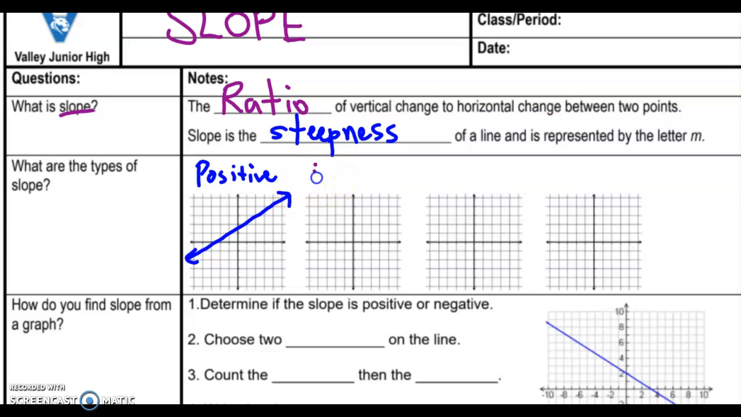Okay. A negative slope will always go down and to the right. I could draw it there. Okay. Or I could draw it here. Doesn't matter where, it is decreasing. It is going down. It doesn't matter what quadrant it's in. So that's negative.